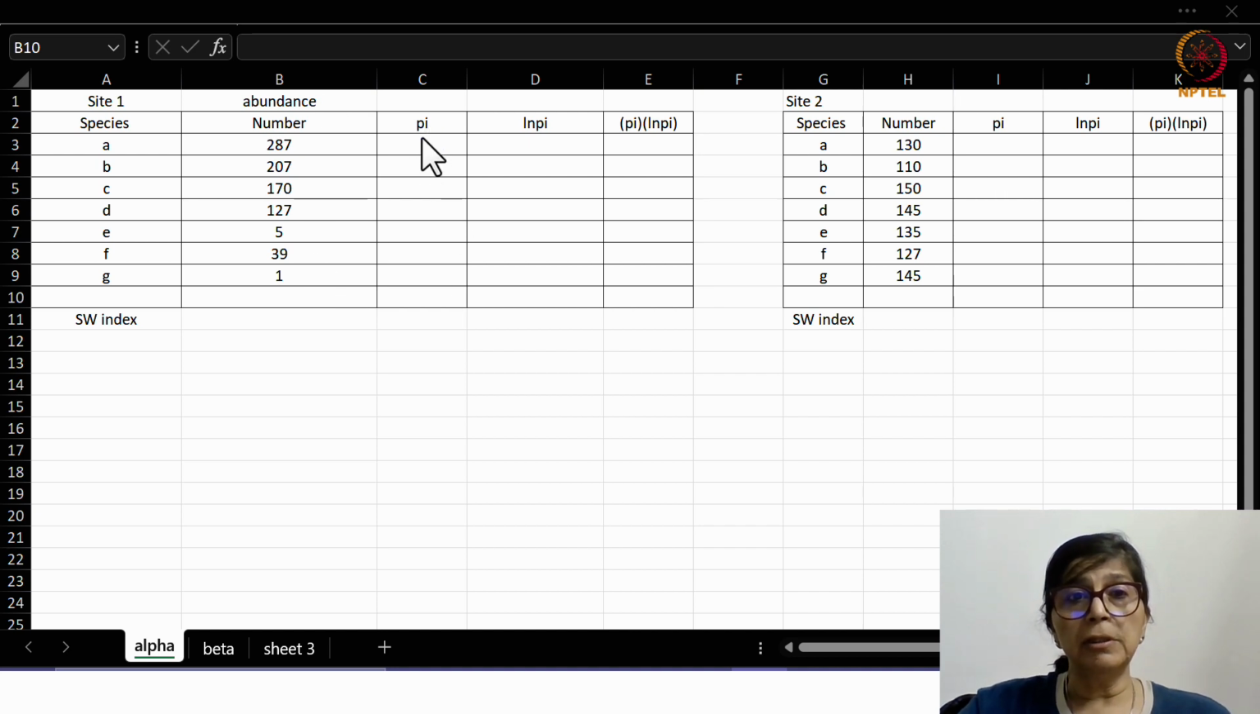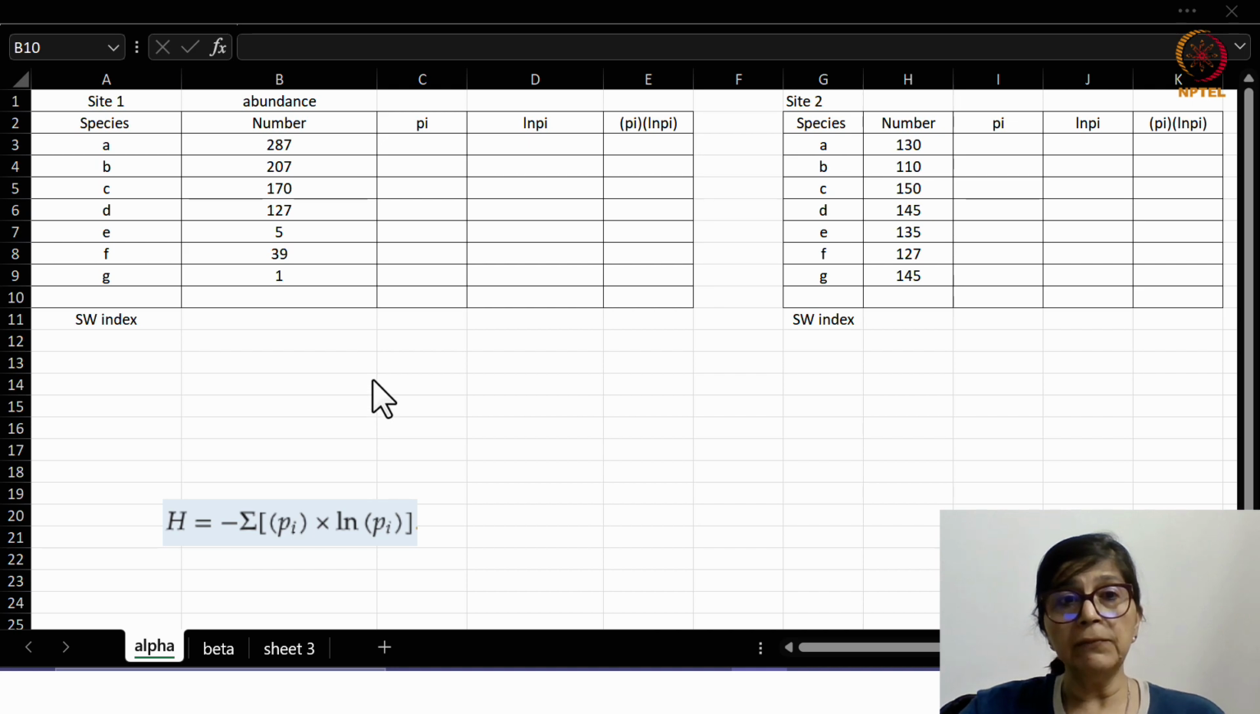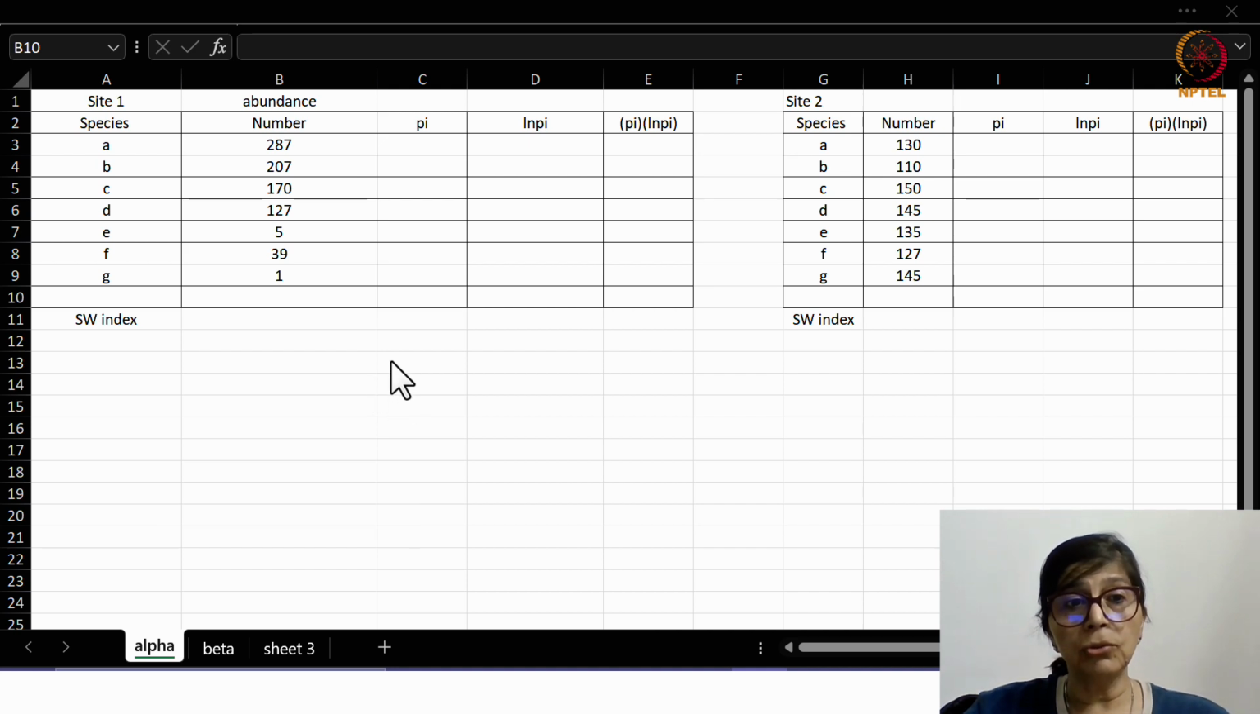And then I have put pi, which, if you remember the formula that we talked about for species diversity, is the proportion of species A in that ecosystem. We'll take just a minute to see how to do that. And then ln, or natural log of this proportion. And in the third column, if you remember the formula, it will be pi, the proportion, times the natural log of the proportion. So make this table first, then we will start on how to do it.